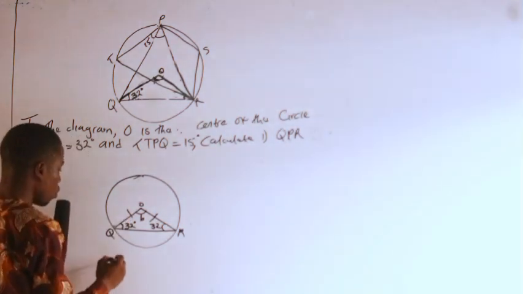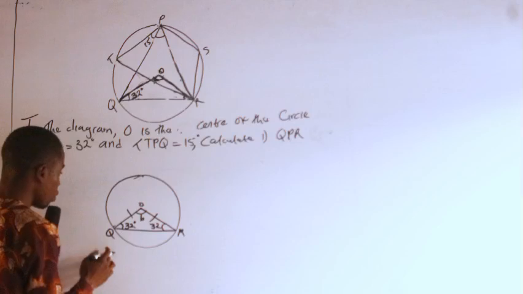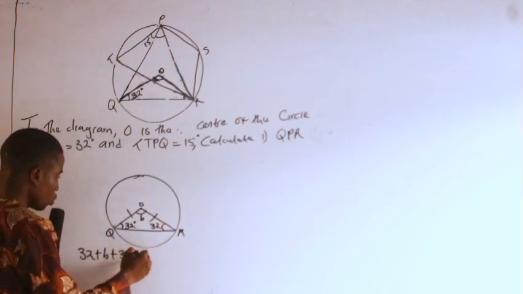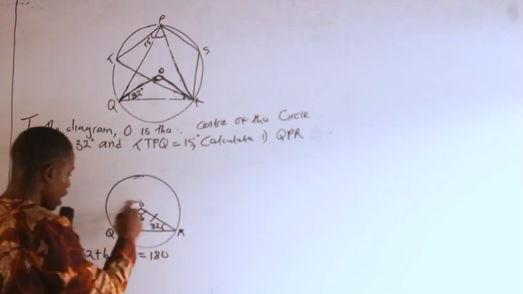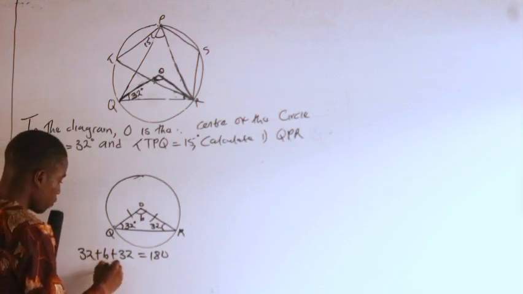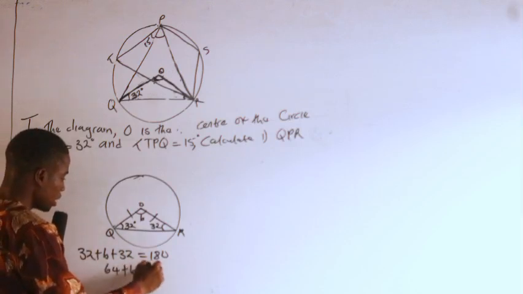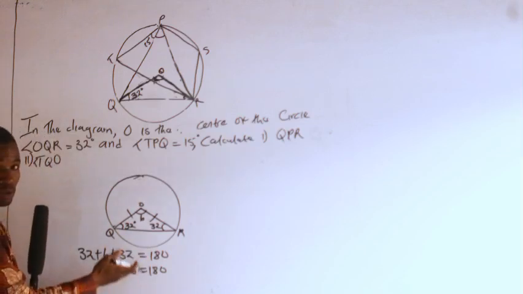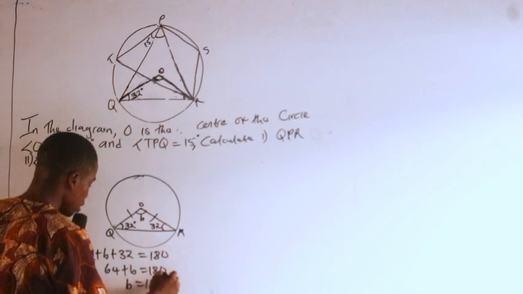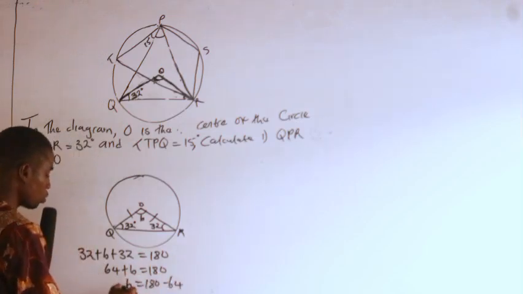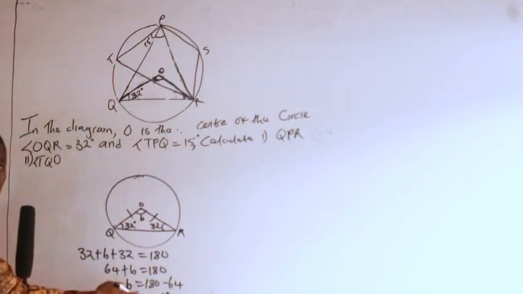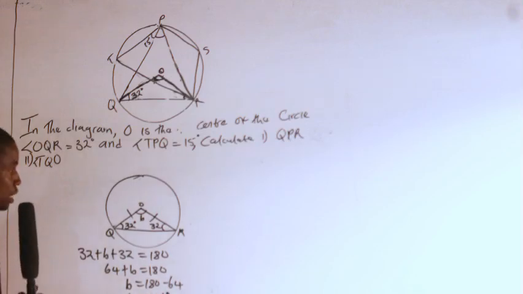When we are solving it, it will now be 32 plus B plus 32 equal to 180. This is 64 plus B equal to 180. Solving it is very simple. B equals 180 minus 64, so B equals 116 degrees.